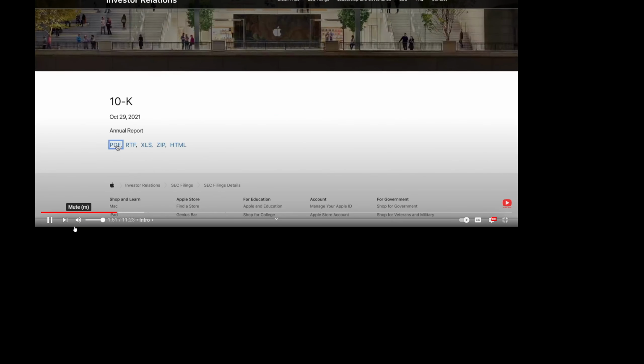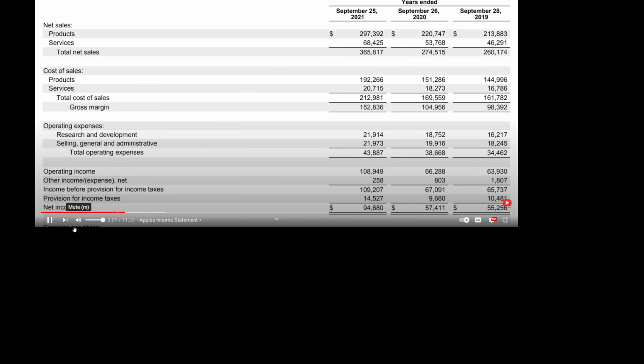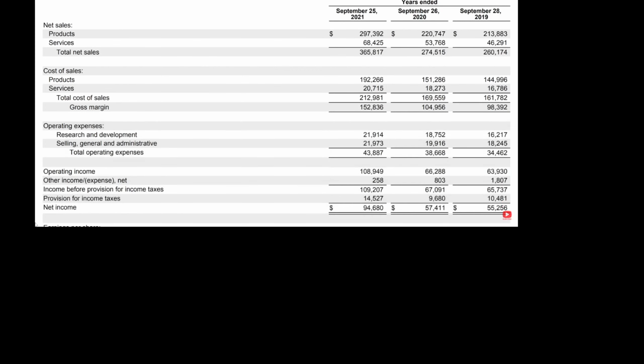Within the annual report is Apple's income statement. Now let's start breaking down and analyzing the income statement. Real quick, just a couple of things to note as you're looking at a company's income statement. First, note how in the case of Apple, these numbers are in millions of dollars, and this is just to make the income statement more condensed and easier to read.